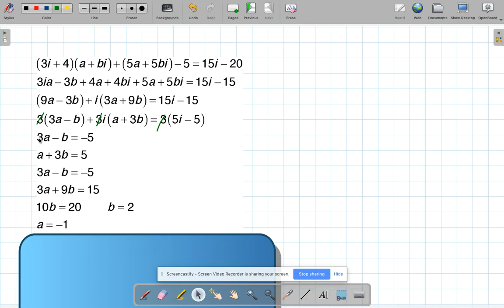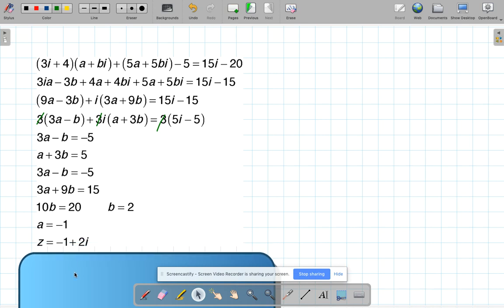Putting b back into one of these equations, I think I put it into this one. So I have 3a minus 2, add 2 to both sides, gives me minus 3. So 3a equals minus 3 and a equals minus 1. And so I can finish off, eventually after all that algebra, with z equals minus 1 plus 2i. Phew.